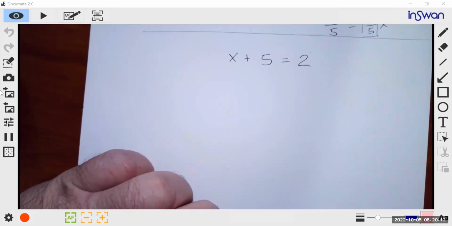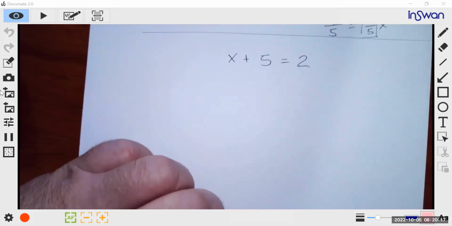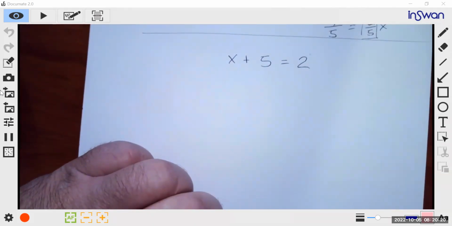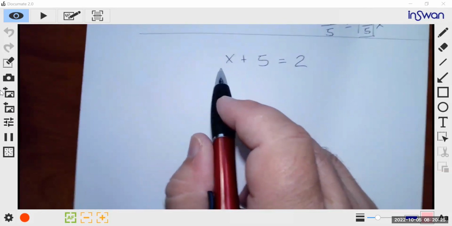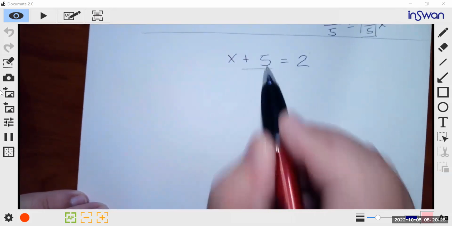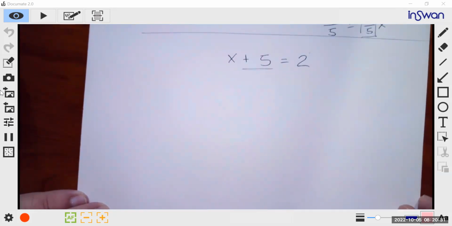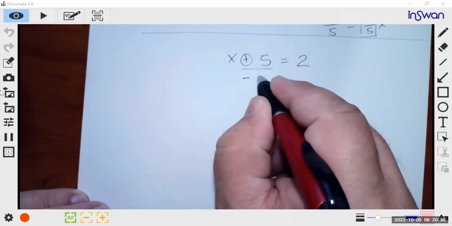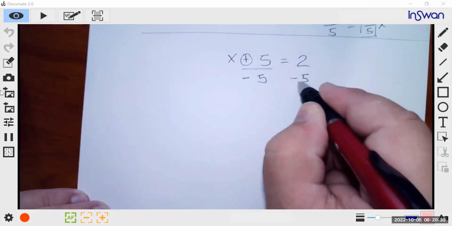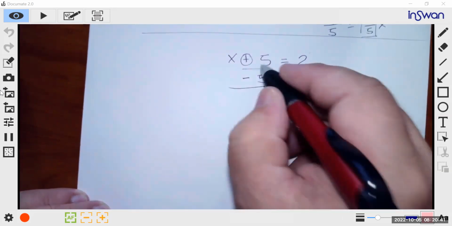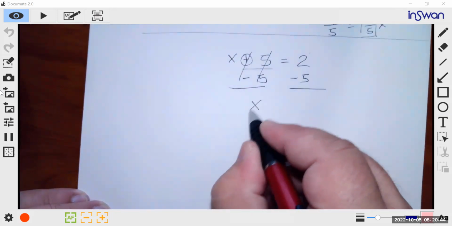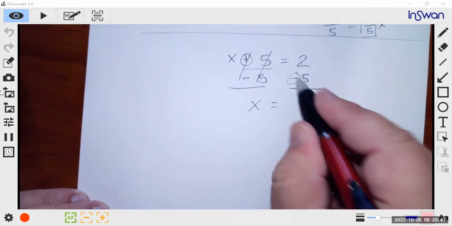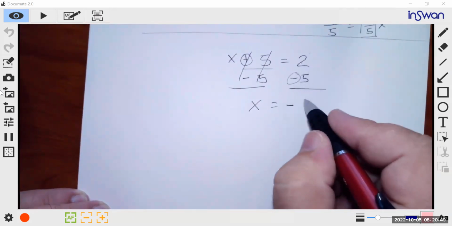So solve this. Remember the steps. We have to isolate the variable. Are all the variables on one side? Yes, all the variables on one side. So we have to get rid of all the non-variables. So we have to get rid of the 5. How do you get rid of the 5? Yes, do the opposite. Whatever's in front of it, do the opposite. That's a plus, I need a minus. So 5's cancel. 5 is bigger than 2, it's negative, so the answer is negative. 5 minus 2 is 3.